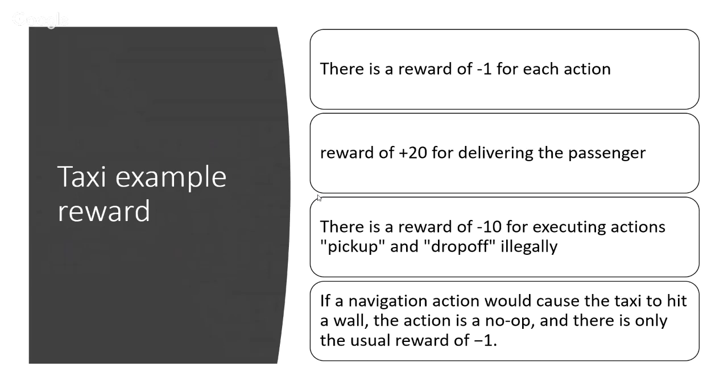Also, if a navigation action would cause the taxi to hit one of the walls, the action is a no-op. So there's only the usual reward of -1. Now you might wonder, why is there a reward of -1? The reason -1 is very important for every action is if it wasn't there, the agent would get the +20 if it delivers the passenger, but it wouldn't matter if it took 10 steps or if it took 1,000,000, it would still get that 20. So we're trying to optimize the taxi to be as efficient as possible. So for every move, if it gets a -1, it forces it to do it as quickly as possible.